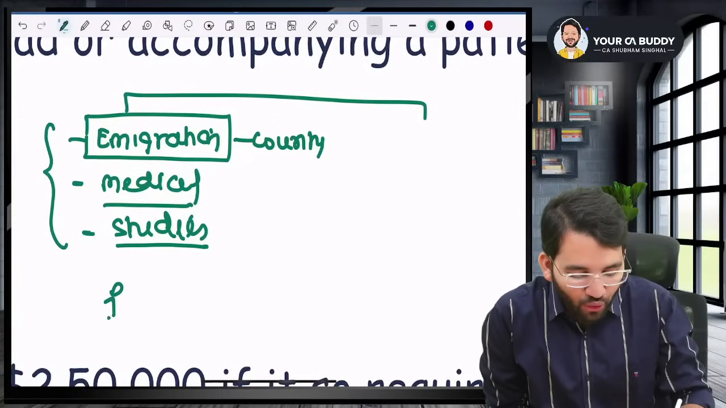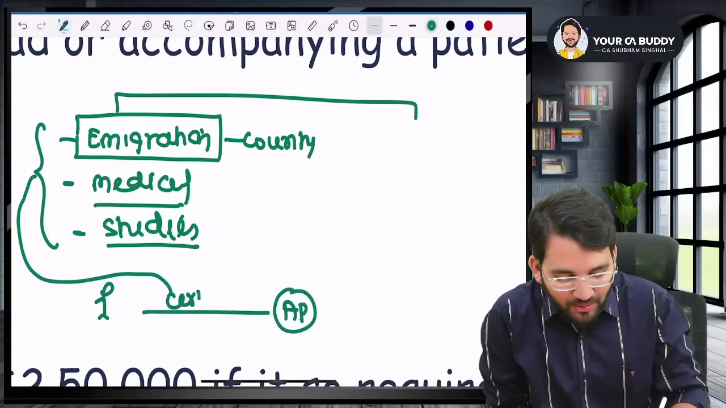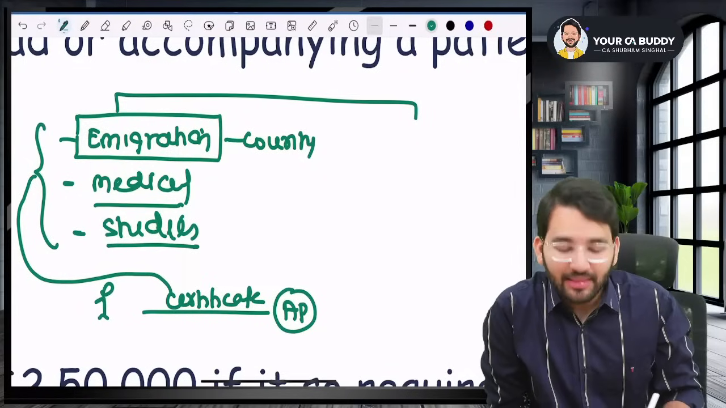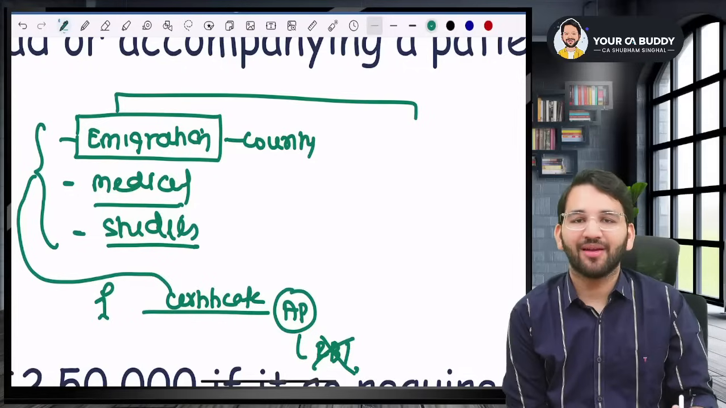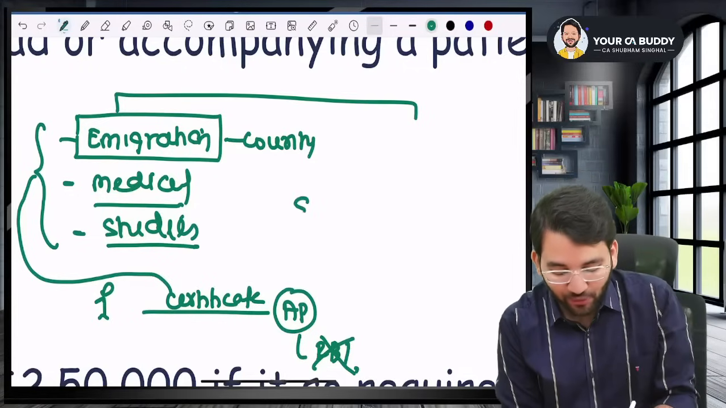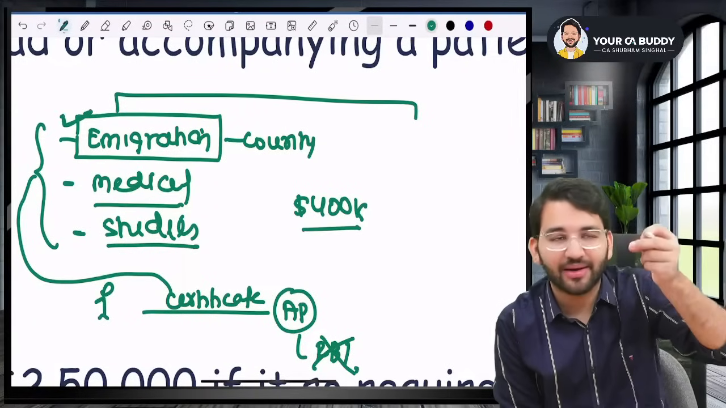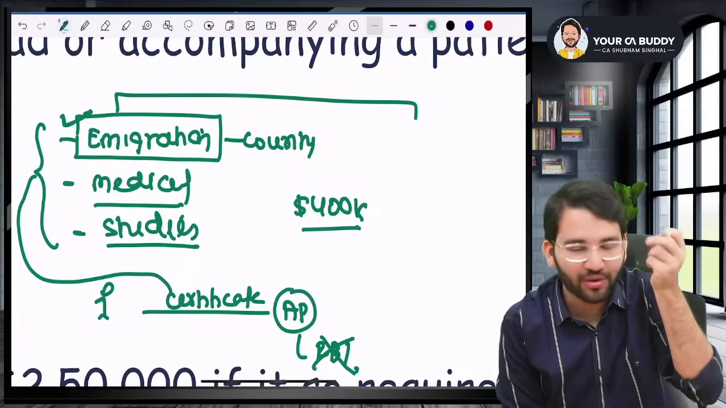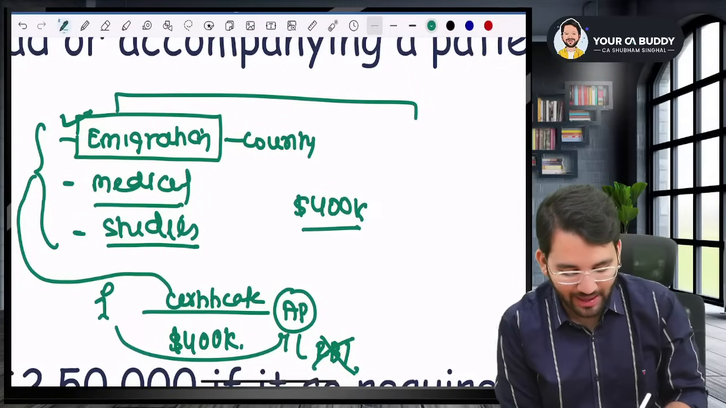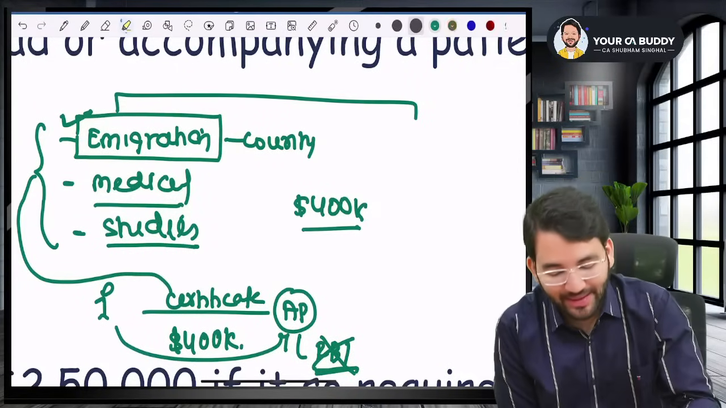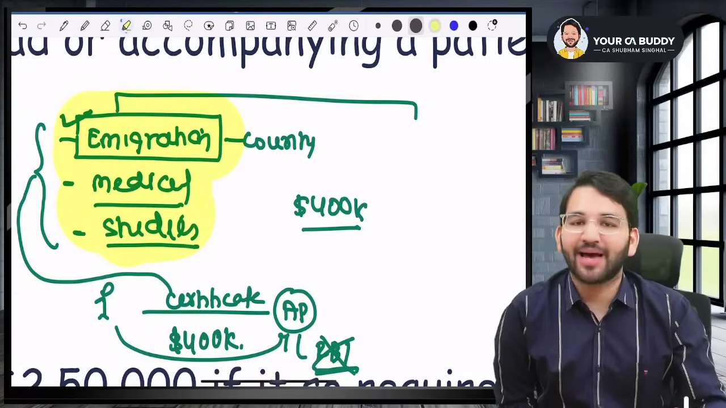So, sir, if I go to the bank to an authorized person and I show the certificate from these people, then I might not require RBI approval even if the limit exceeds 2,50,000. For example, if I have to go to Canada and I have to pay $400,000, I will take a certificate from that particular country that I have to pay dollar 4 lakh, and then I'll go to the authorized person. The authorized person will give me dollar 400K without approval of RBI. There are only three exceptions: immigration, medical, studies. Are you with me? Yes, sir.